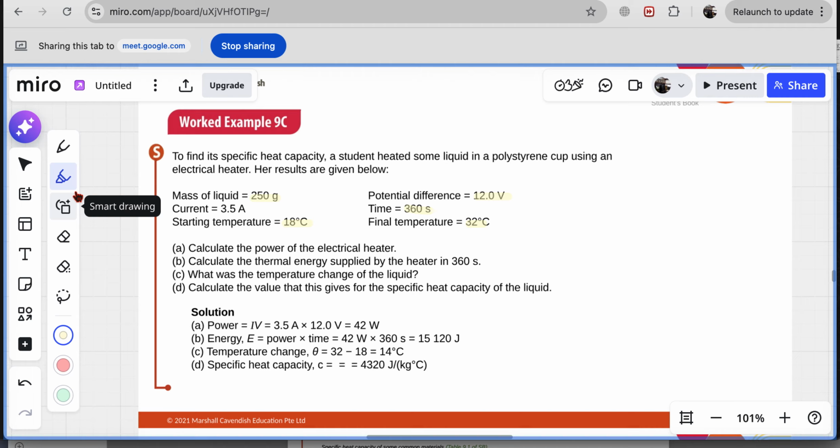You put a thermometer to measure the temperature at which the water starts to boil. Now, here is what we call the heating curve. Let's quickly take a look at the heating curve.